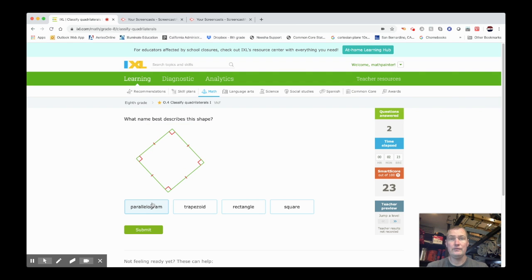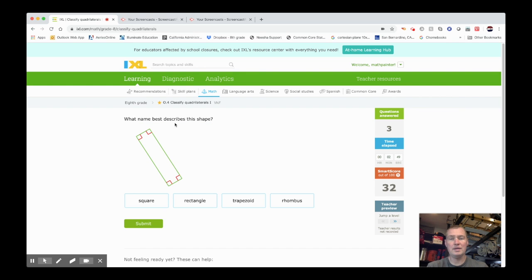Which name best describes this shape? Notice that the four sides are all the same, and all four angles are 90 degrees, so this must be a square. Just because it's been tilted around, it's still a square. You can have a square on one corner, flat, whatever. But four matching sides and 90-degree angles, definitely a square.